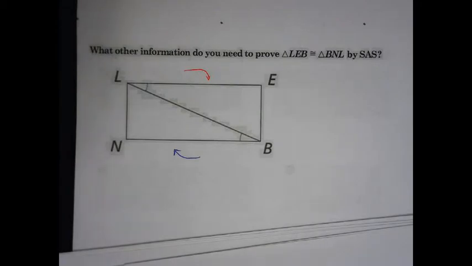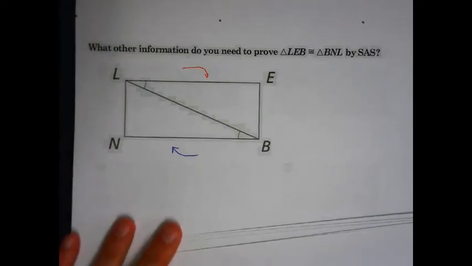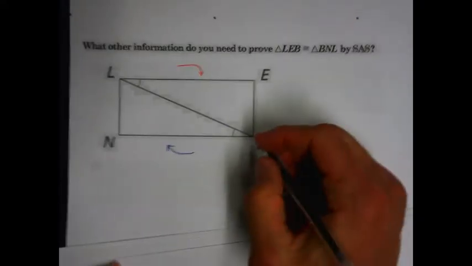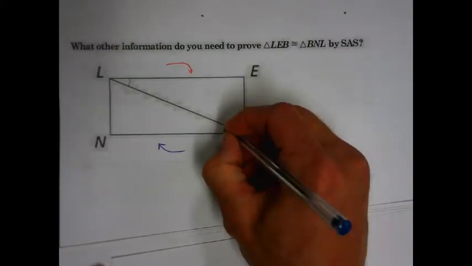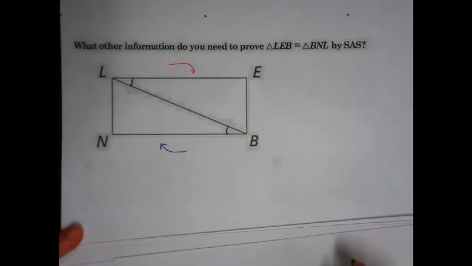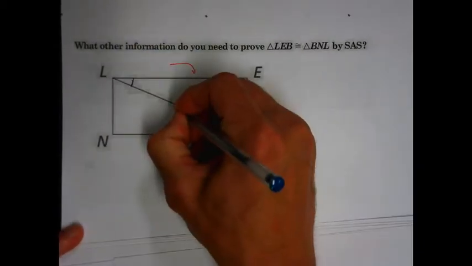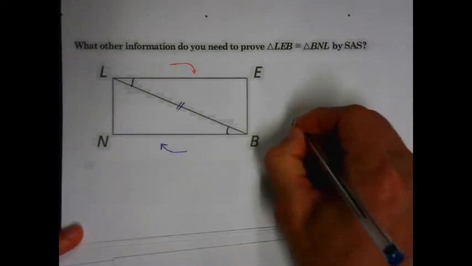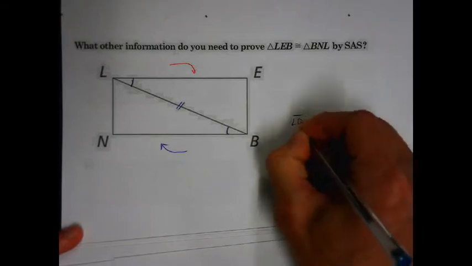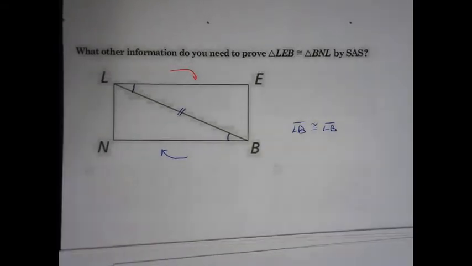Now, how are we going to prove that these two triangles are congruent by side angle side? That's what we're missing. So all we have is the included angle, right? So we have an included angle here. And what else do we already know? We already know that this side is congruent to itself. We already know segment LB is congruent to segment LB. Trust me, that's LB. Don't mind my handwriting. We already know that, so what would we be missing, right?